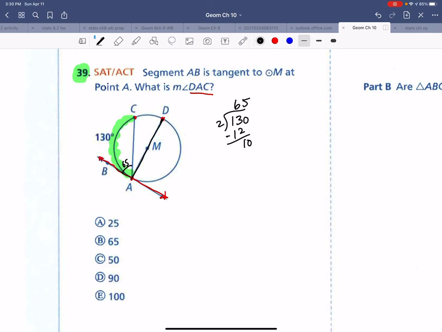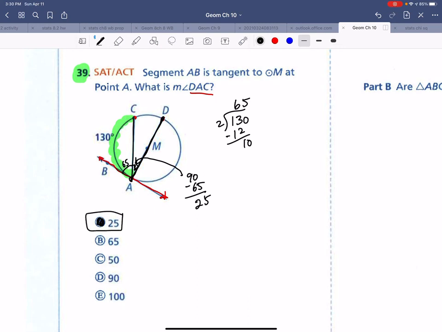Since that's a diameter, there's a couple ways to do this one. We know this angle is 90, take away 65. So this angle is 25. And that's the angle they want to know, DAC. It's 25, so I'm going to pick it, 25.